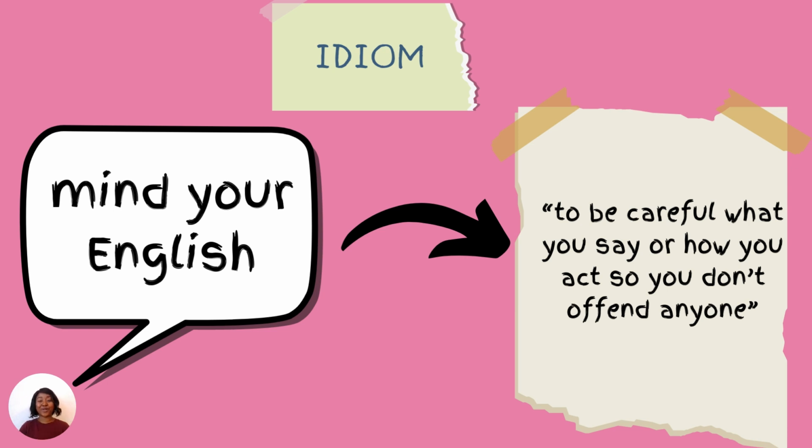Okay, so we are going to pause with that grammar lesson to do our idiom of the video. So, our idiom of the video is Mind Your English. That is the name of my YouTube channel. Another way of saying mind your English is mind your language or mind your P's and Q's. What does that mean? It means to be careful what you say or how you act so you don't offend anyone. So, for example, a parent might say to their child, mind your language when speaking to adults, or mind your P's and Q's when speaking to your grandmother. Okay?